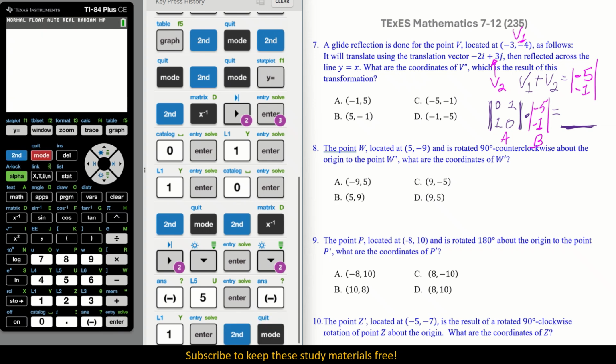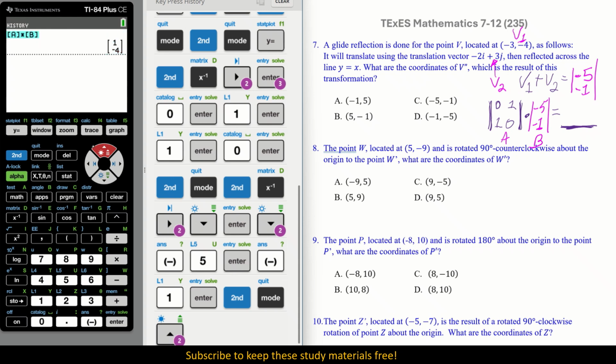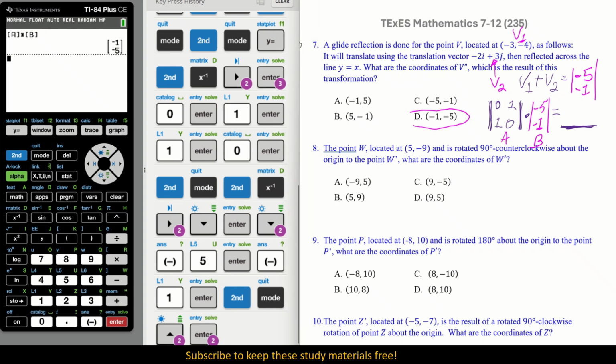Now, here's a little trick. If you arrow up, see where I already had A times B? Just capture it, press enter again. At first glance, you may think, oh, that's what I had. No, it isn't. What it did, notice, it just transposed my X and my Y. Didn't I mention that earlier? If you didn't understand what I was saying, that's what I meant. You're just flipping things across that identity line. So who is that? That is option D. Much simpler.